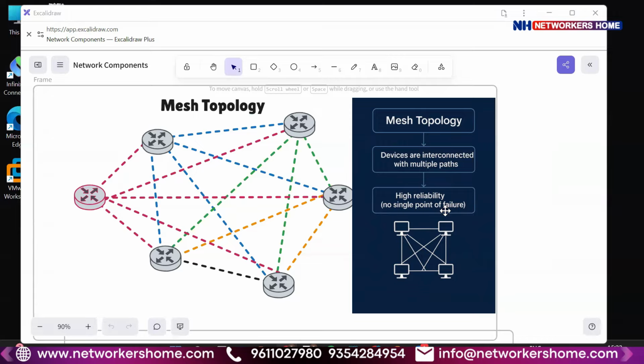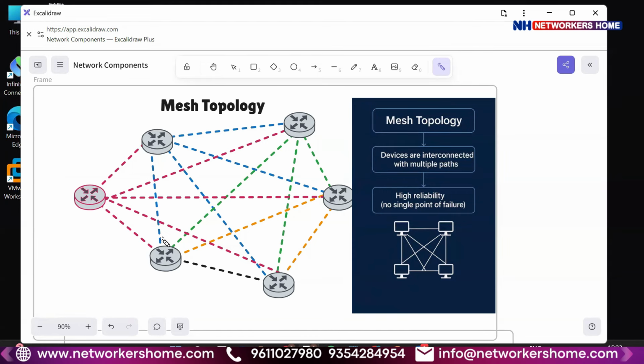Meaning, how many devices do I have here? 1, 2, 3, 4, 5, and 6 devices are there. Each and every device will be interconnected with each other. Can you see R1 is connected with R2, R3, R4, and R5? R2 has been given different color combinations. So here it is connected with 3, 4, 5, and 6. And likewise, R3 is connected with R1, R4, R5, and R6 also. So every device is interconnected with each other.